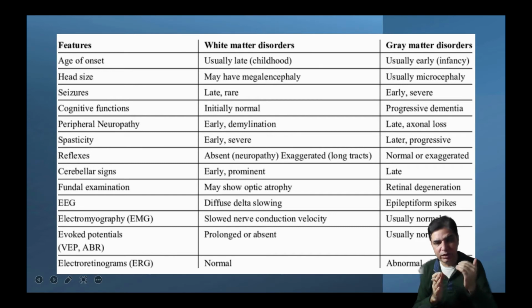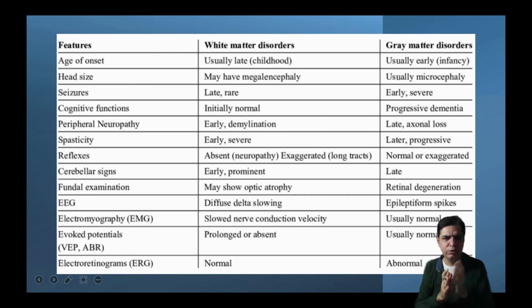So there is progression, either if there was something, now they are regressing back and down. So there is always an intellectual impairment. Peripheral neuropathy, obviously, in white matter presentation would be early for obvious reasons. Usually it's late in gray matter. Similarly, reflexes: in white matter disease, usually deep tendon reflexes are absent. In gray matter, they are usually normal or exaggerated. Cerebellar signs are usually early in white matter disease, but they are usually late in gray matter disease.